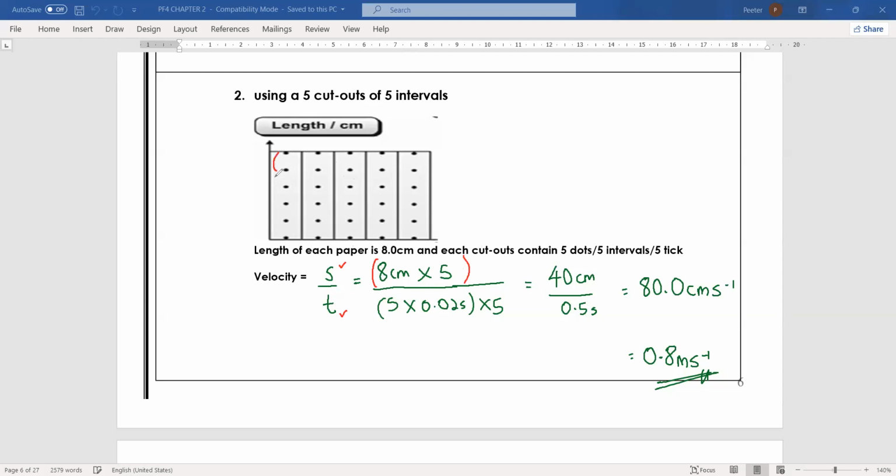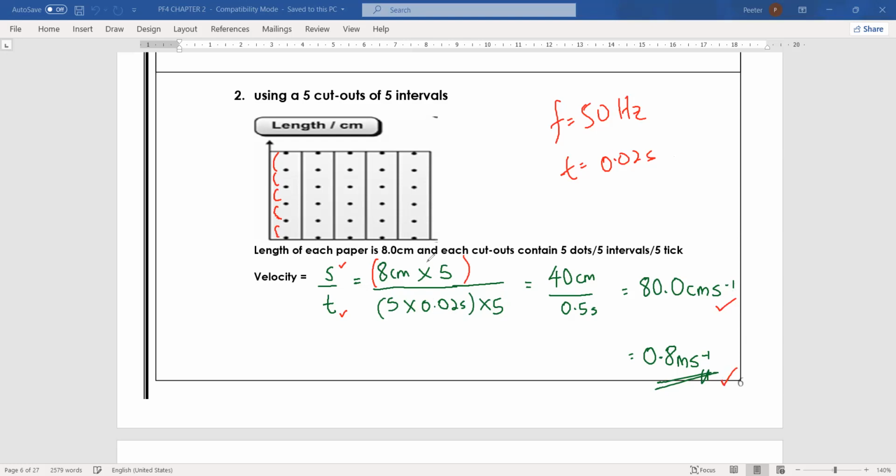Each paper has 5 intervals, 1, 2, 3, 4, 5, 5 intervals, 5 dots. Each one we learned already is 0.02 seconds because it's still maintaining the frequency of 50 hertz. So the time between 2 dots will still be 0.02 seconds, so times 5, and there are 5 papers, so times 5, we end up getting 40 cm over 0.5 seconds, and the answer is actually 80 centimeters per second or 0.8 meters per second.